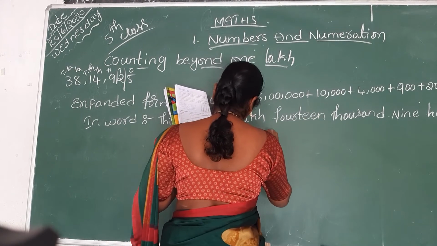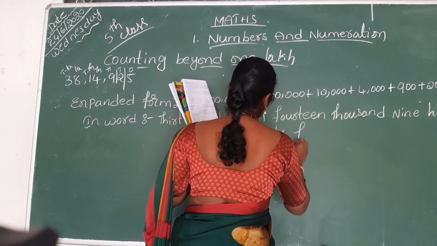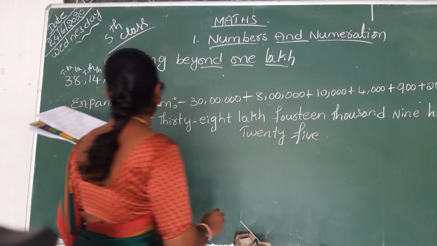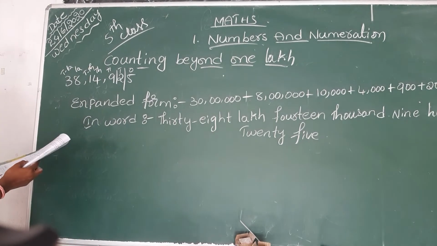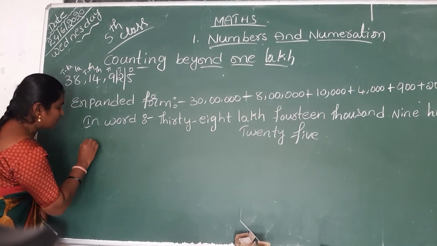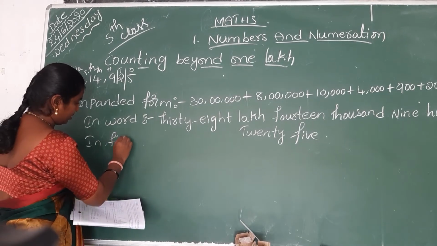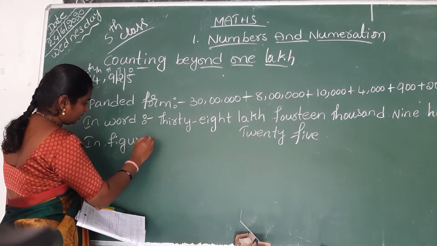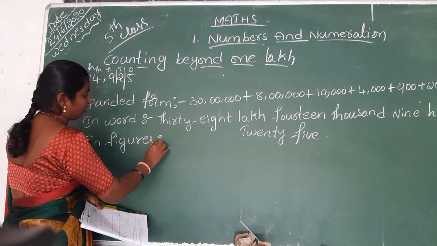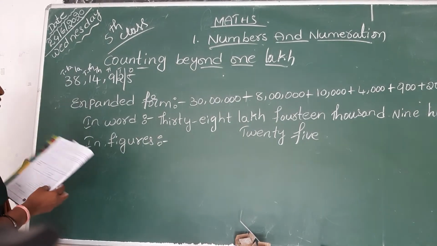925. This is the number name of the number. Now write in figures. Write the number by using the commas. In figures means write this number by using the commas.